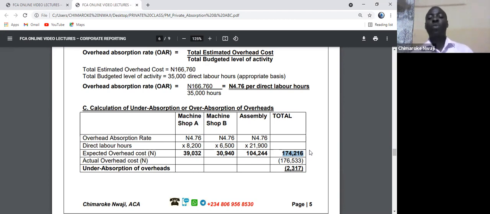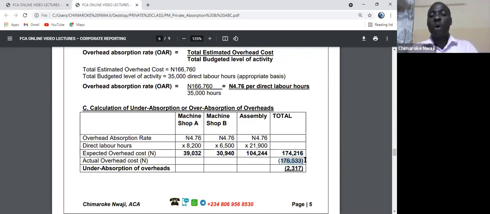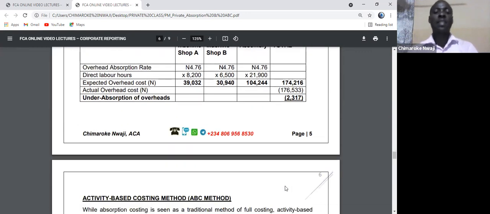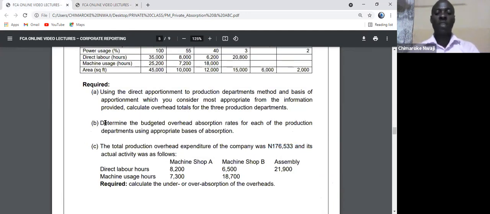This is what you took to the supermarket or to the market to buy goods, so to speak. And now the question says this was what you actually spent, 176,533. It means you spent more than what you have in your pocket. The difference is an under absorption. It means that you did not budget enough to cover the actual things you spent. Okay, so that is so far for our absorption costing.